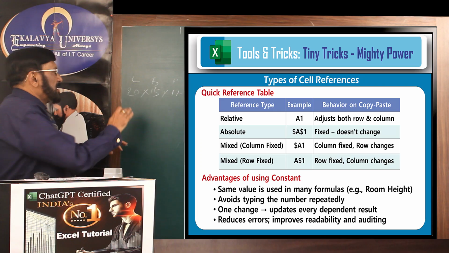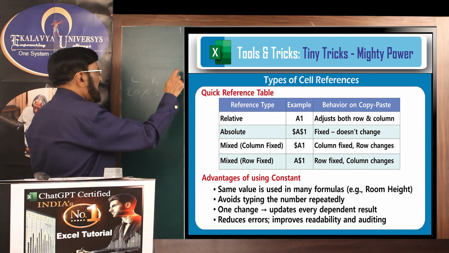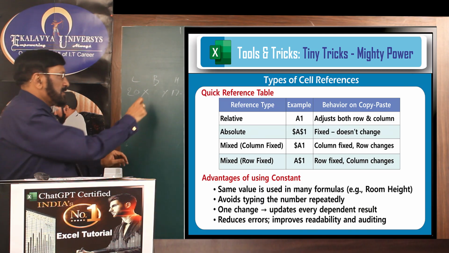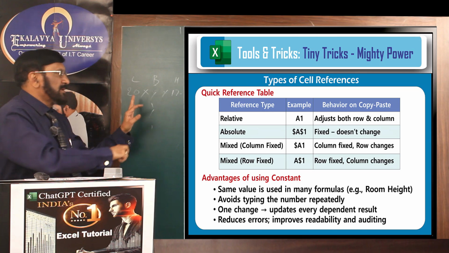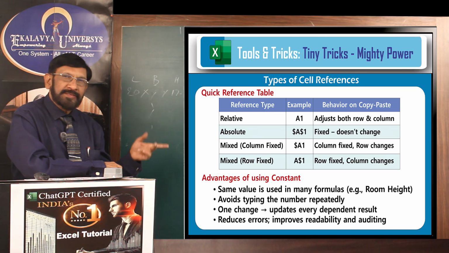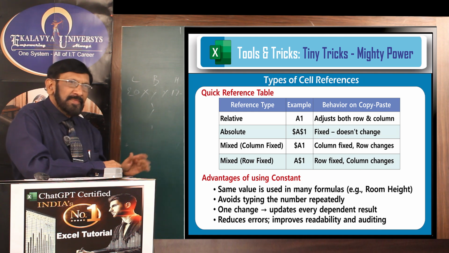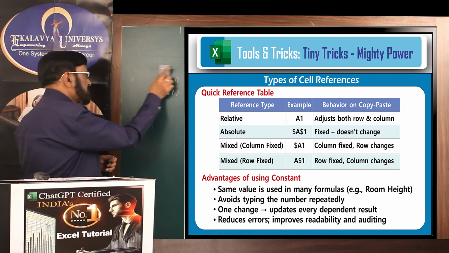In some cases, length may be constant and height may be constant, and breadth may be different from room to room. In such a case, you can declare the two as constants and declare the other as relative. In that way. And a few more examples I give you.